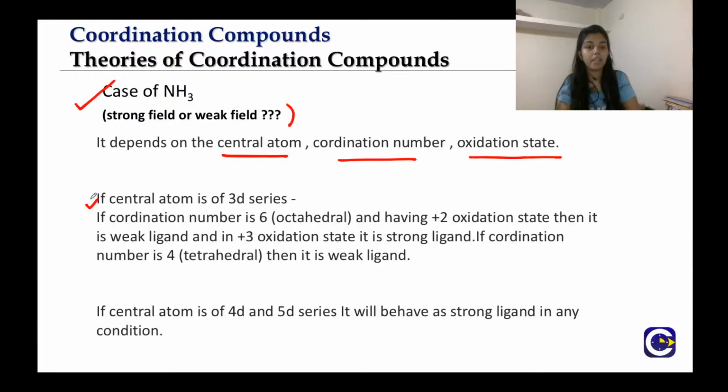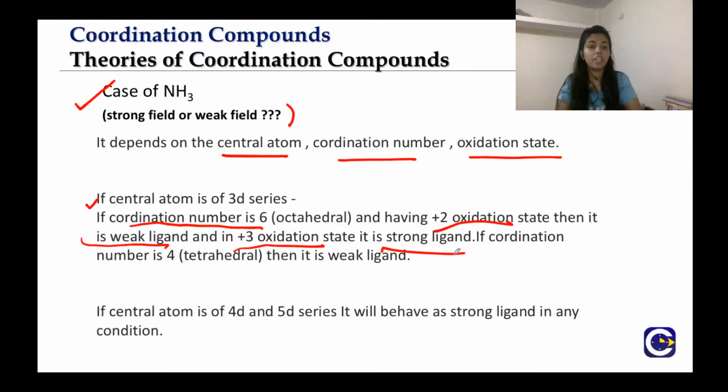Remember, if the metal atom belongs to the 3d series, that is scandium, titanium, vanadium, chromium, manganese, iron, cobalt, nickel, copper, zinc, right? So if this metal atom belongs to the 3d series and the coordination number is 6 and the metal atom is in +2 oxidation state, then ammonia behaves as a weak field ligand, as I have explained before. And if the metal atom is in +3 oxidation state, with octahedral geometry and coordination number 6, then it behaves as a strong field ligand, right?